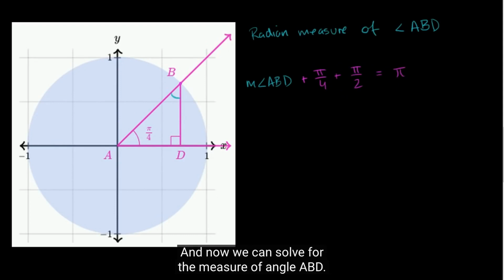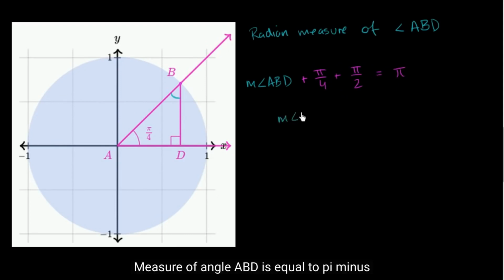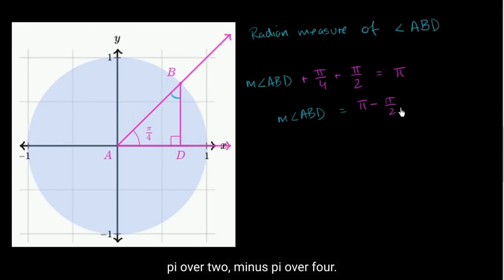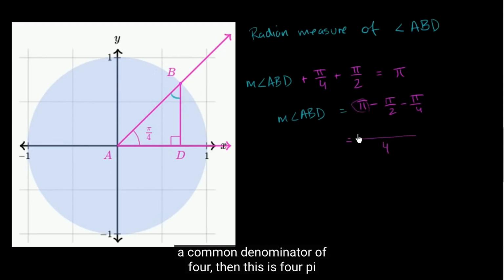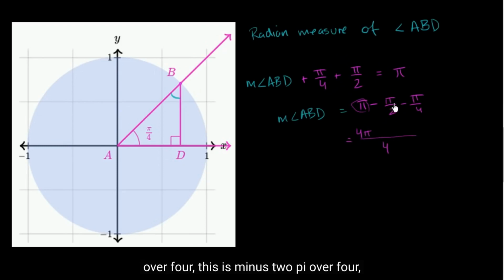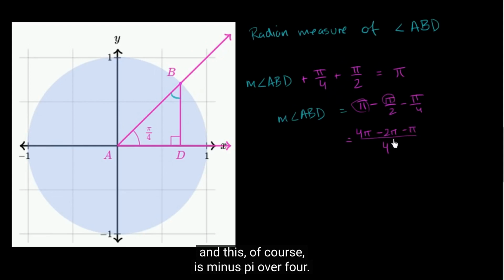And now we can solve for the measure of angle ABD. The measure of angle ABD is equal to pi minus pi over 2 minus pi over 4. I just subtracted these two from both sides. So this is going to be equal to, let's see, we could put a common denominator of 4. Then this is 4 pi over 4, this is minus 2 pi over 4, and this, of course, is minus pi over 4. So 4 minus 2 minus 1 is going to get us to 1. So this is going to give us pi over 4.